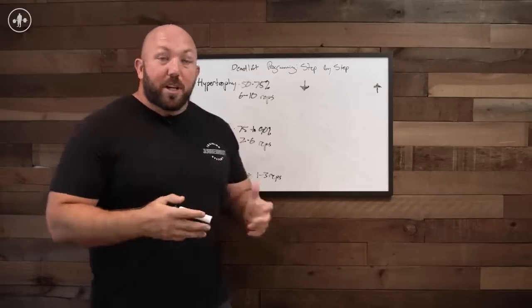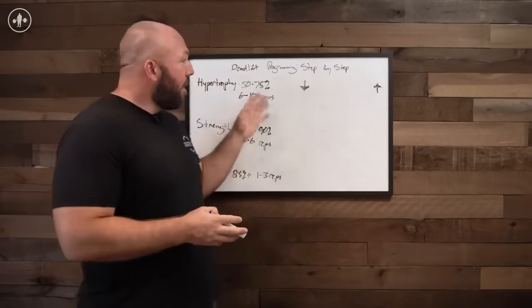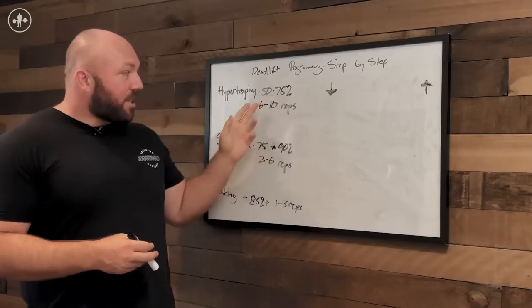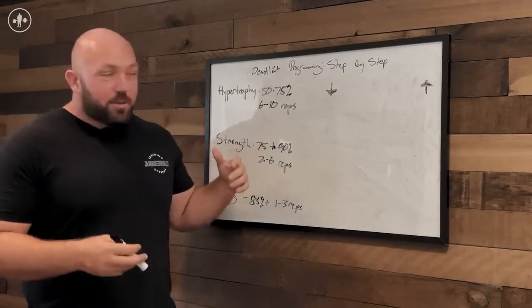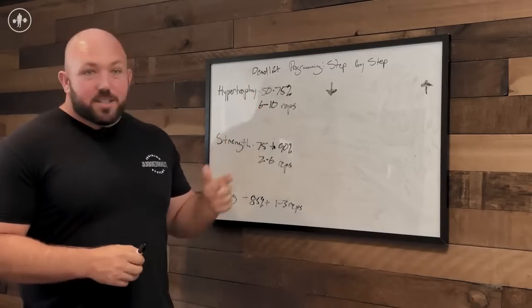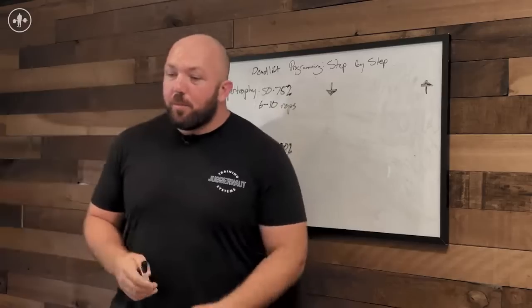So as long as you have a common sense distribution through those ranges, like 75% is going to be more like sets of 6 if you're doing multiple sets, 50% is going to be more like sets of 10 if you're doing multiple sets.